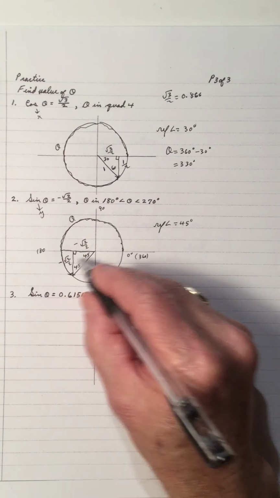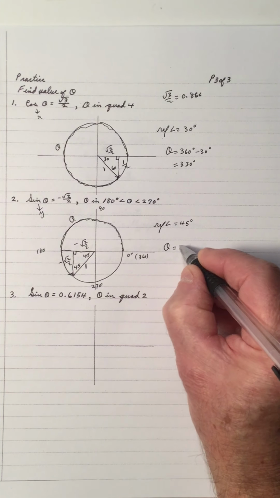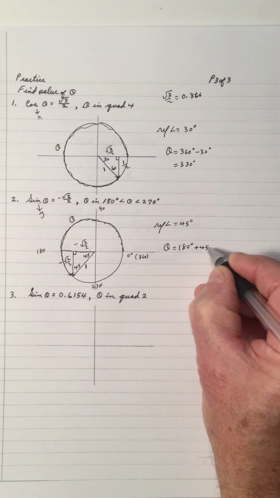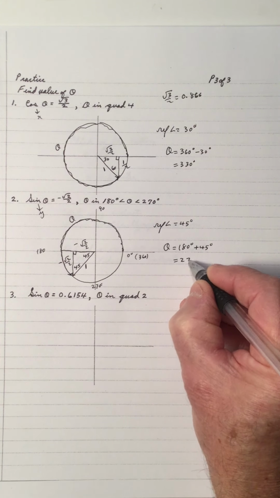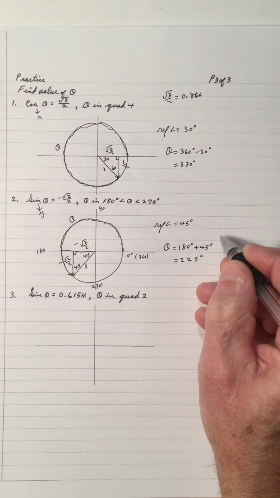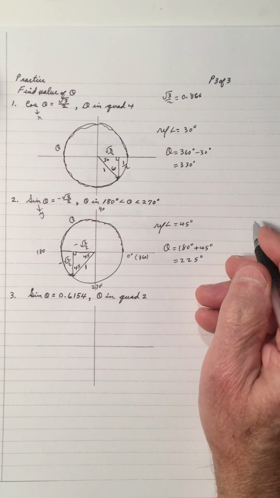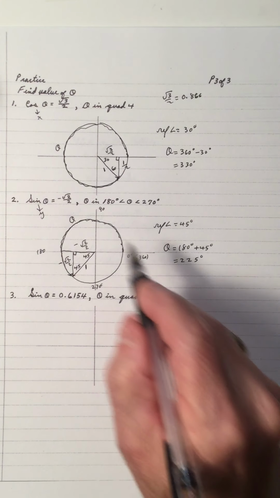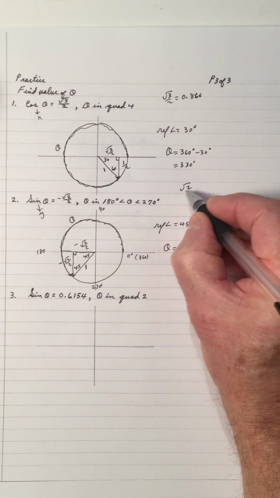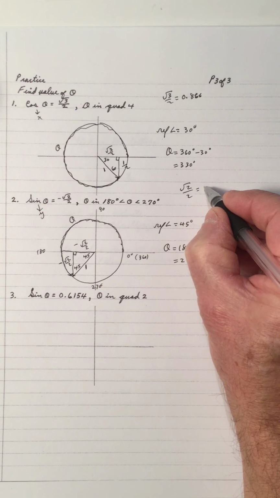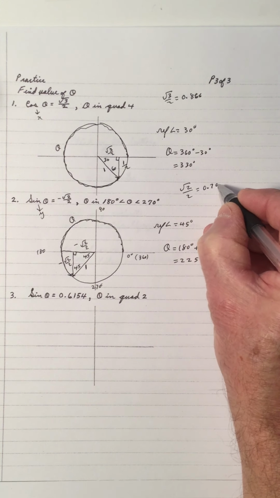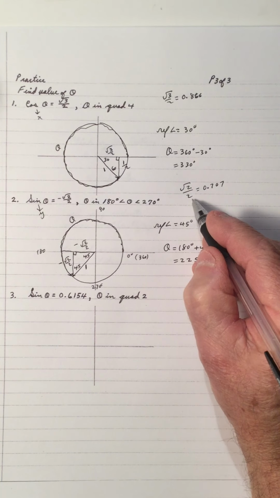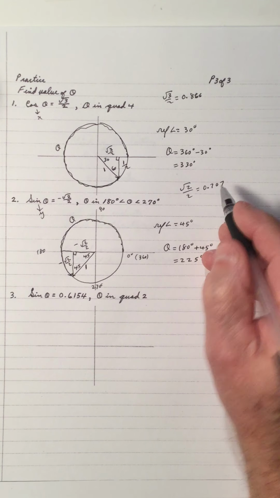And so this is a third quadrant, so third quadrant is 180 plus the reference. So I get 225 degrees. And if you check your calculator, the sine of 225, remember, root 2 over 2 is 0.707. But if you use your calculator, you're not going to get root 2 over 2. You're going to get 0.707.